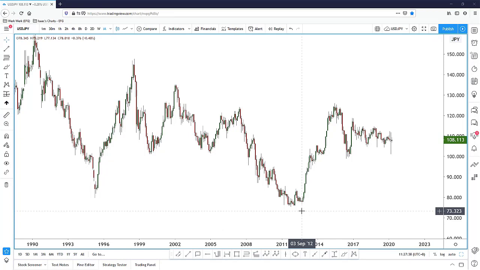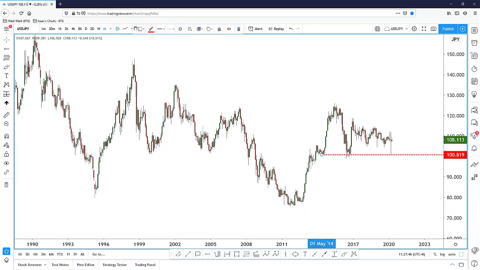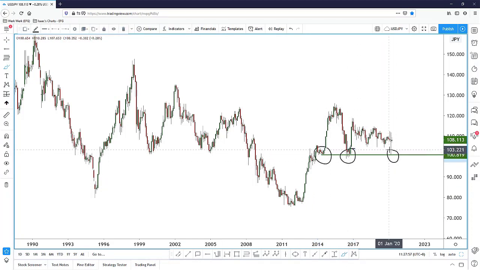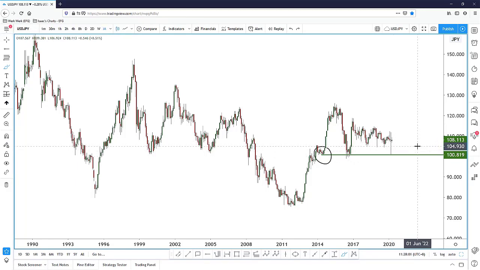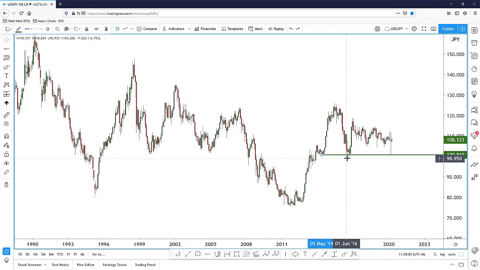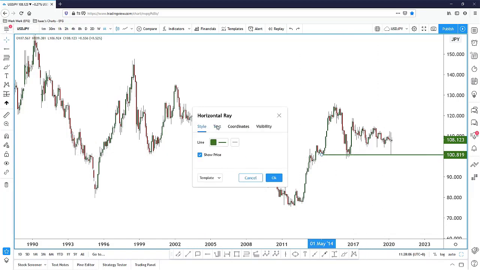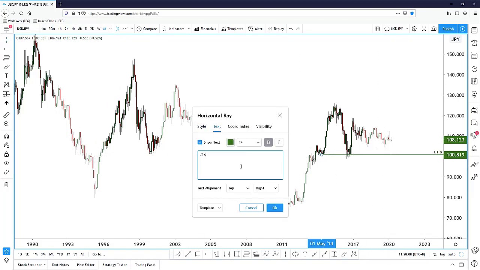So on a monthly, what we want to do is look for long-term support and long-term resistance levels. And graphically, we see that there is sort of a support level here, right? And we see price actually testing once, twice, and more recently in March, price actually spiked down and strongly rejected this level. So graphically, this is a strong support level. So let's call this the long-term support.